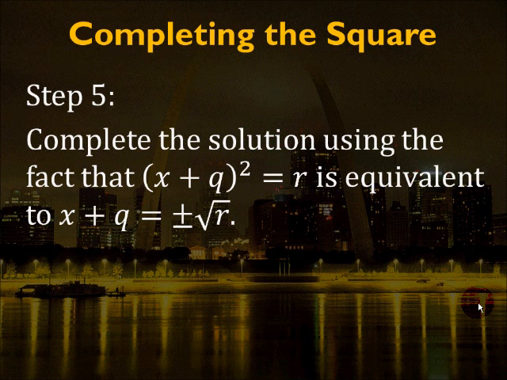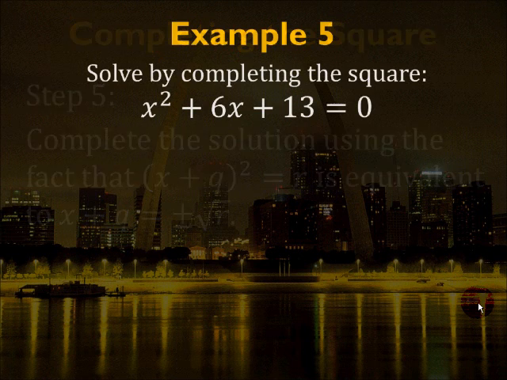Finally, complete the solution using the fact that x plus q quantity squared equals r is equivalent to x plus q equals plus or minus the square root of r. That's basically what we did in examples 1, 2, 3, and 4. So let's take a look at how this works in an example.